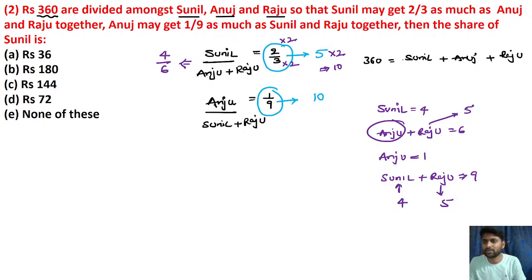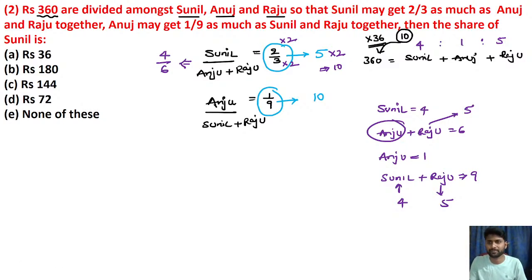Now the respective ratio of Sunil: Sunil is 4 units, Anju is 1 unit and Raju is 5 units. It means that if there are 10 rupees, we have to give 4 rupees to Sunil, 1 rupee to Anju and 5 rupees to Raju. Now how many rupees do we have? We have 360 rupees. If it is 10, the respective ratio is 4, 1, 5. If it is 10, each unit is multiplied with 36 rupees.